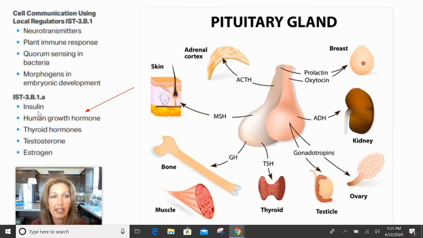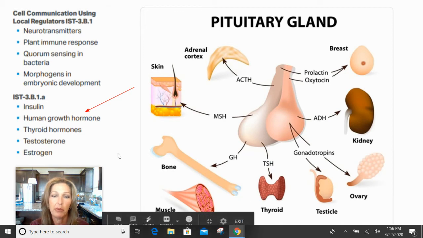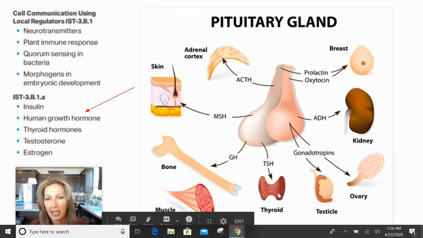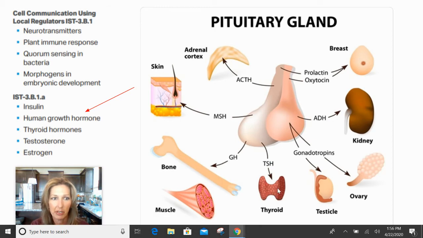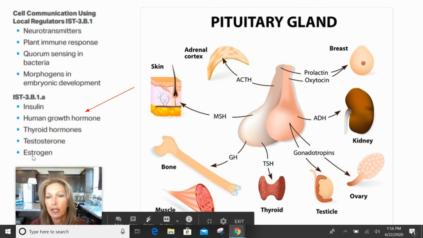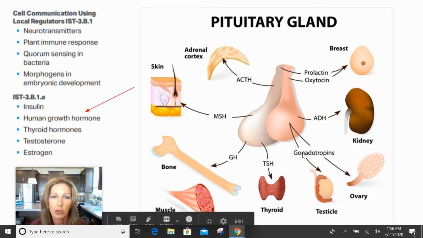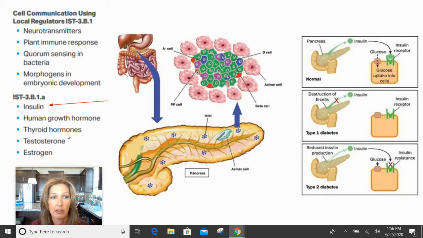Some other specific examples, here are some hormones just to be familiar with. I gave you a picture here of your pituitary gland that produces some of these hormones, but obviously human growth hormone is going to have a different response because it's for growth and elongation of bones and development of more connective tissue, versus thyroid hormones. Your thyroid hormones are going to be controlling your metabolism, where testosterone or estrogens are going to be controlling your secondary sex characteristics. So it's recognizing these long distance endocrine hormones do have different functions.